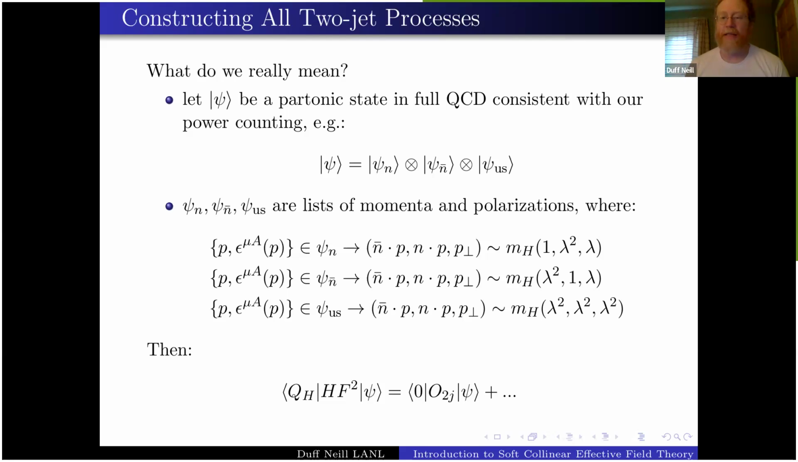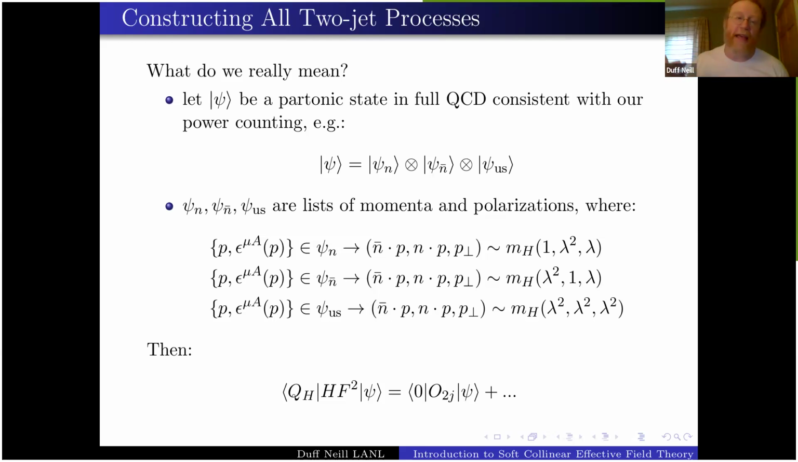So what do we really mean by this two-jet operator? What is it really doing for us? Well, we should go and sit down and do a calculation with it in order to get back some intuition about what this two-jet operator is doing. Let's define psi to be a partonic state in full QCD that's consistent with our power counting. And I'm going to pretend that I can split psi up into a tensor product between some collinear sector, some anti-collinear sector, and some ultrasoft sector.